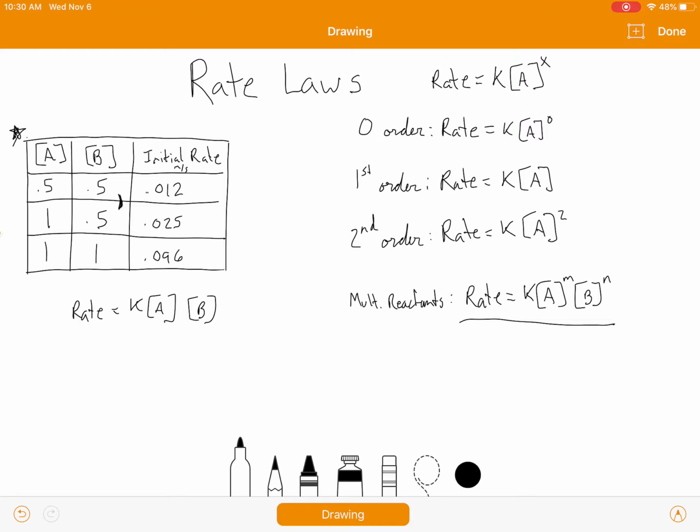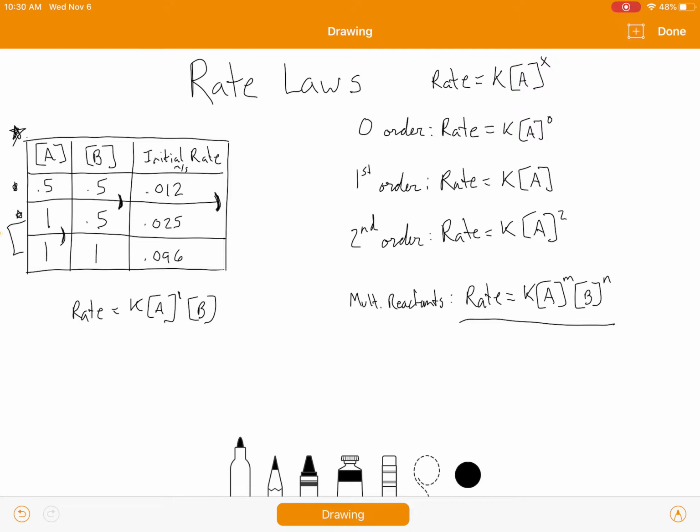Right here, the B is held constant, and right here, the A is held constant. So that means that when comparing this point with this point, the only thing affecting the change in the rate would be A. And you notice that as we double the concentration of A, the rate actually doubles. Now, it's not a perfect double. The data typically is not perfect, but it's really close. So that means that it is first order with respect to A.